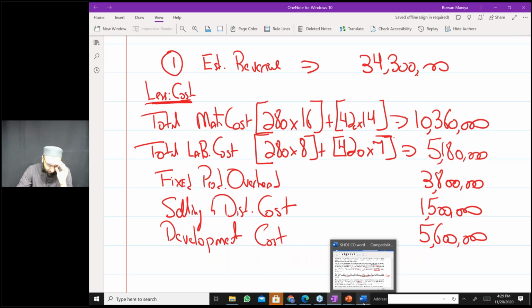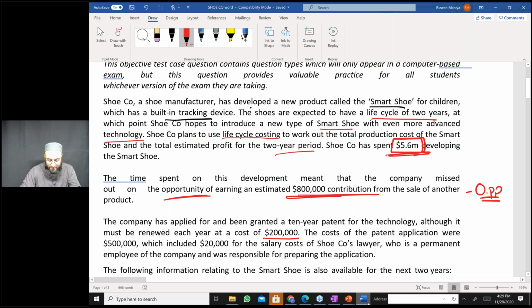Now, let's move on. The time spent on this development meant that the company missed out on the opportunity of earning an estimated 800,000 contribution. So we should not take this, right? What do you think? This is the opportunity cost. I made this clear earlier as well. This is not relevant to the product, so we will not be considering this, okay? Any arguments here regarding this one? Okay, so we are not considering this. Let's move on. The next is the company has applied for and been granted.